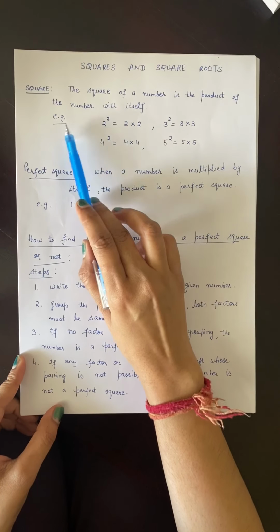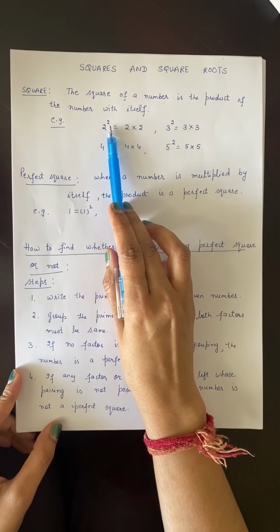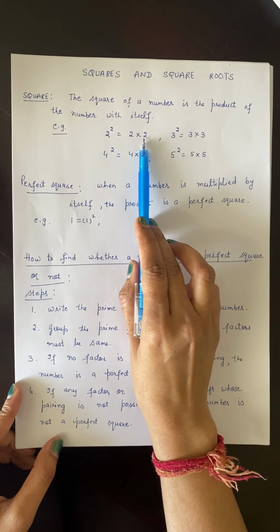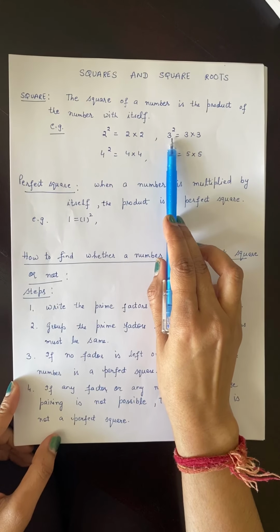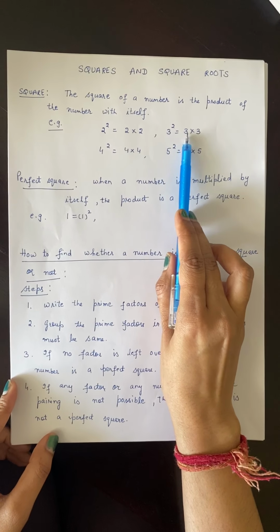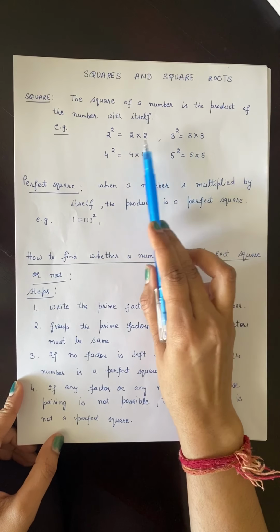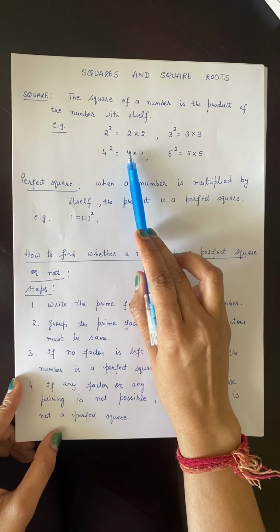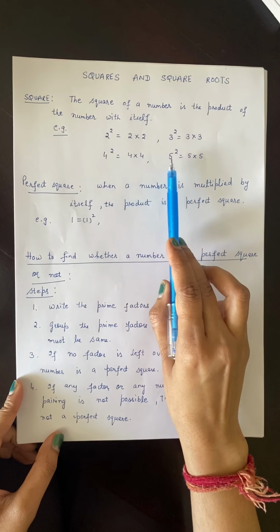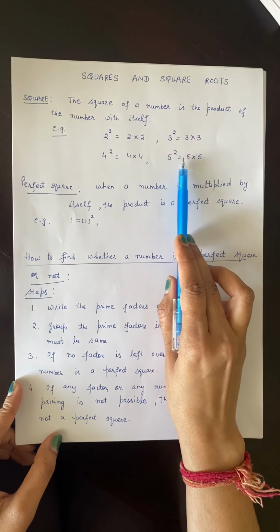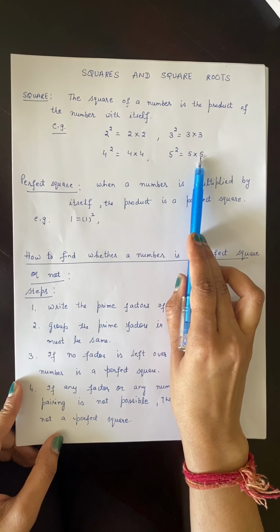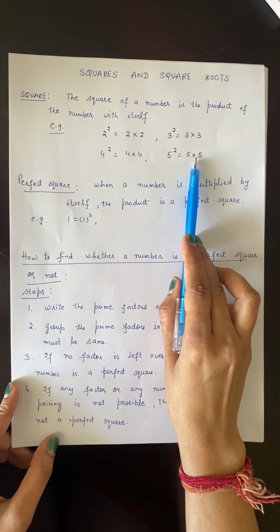For example, 2 raised to power 2 will always be written as 2 into 2. Similarly, 3 raised to power 2 will be written as 3 multiplied by 3. 4 raised to power 2 will be written as 4 into 4. And 5 raised to power 2 will be written as 5 into 5. So these are called the squares of the number.